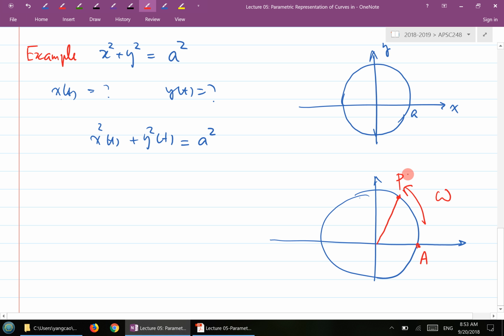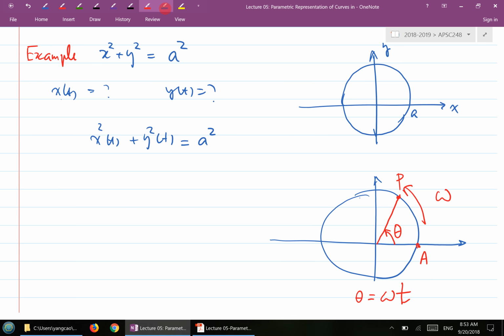Because it's a constant angular velocity omega, as the point rotates from here to here, if this is theta, what will be the theta value? Because you have a constant angular velocity omega, after a certain amount of time t you end up at point P. So the theta must be omega times t. Okay, omega t. So that's your theta here.